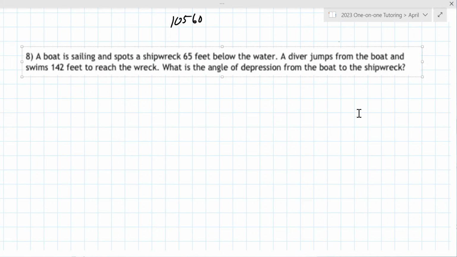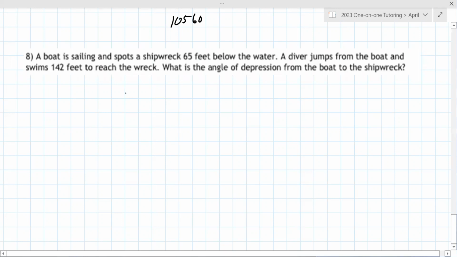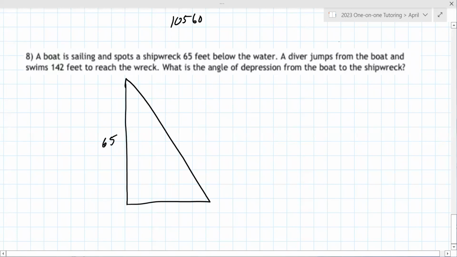Okay, I think I got it. I'm not sure though, because I don't dive. So does your triangle look at all maybe like this possibly? Okay, that's fine. So 65 feet below the water, that's what this means. Yes. The oddity here is that the person swims, so they're swimming sort of in this direction. That's why the hypotenuse is 142.